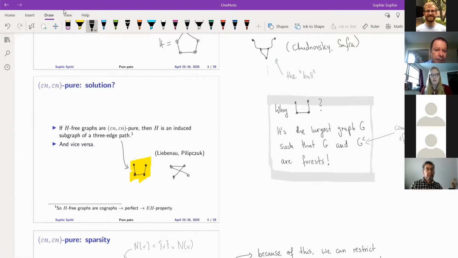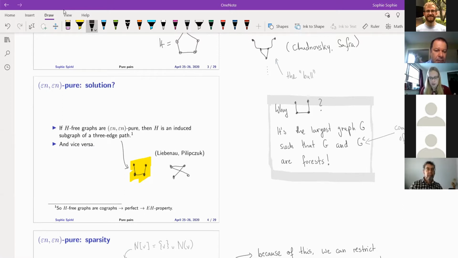So in some sense, this is where I could stop and say, clearly pure pairs are not the way to attack Erdős–Hajnal. If we wanted to prove the full conjecture using this strategy, this tells us we can't. And in fact, the only case we can prove with this strategy, we can prove much more easily without it. But this restriction due to Liebenau and Pilipczuk is saying we need to exclude a forest and the complement of a forest. So maybe we can make some progress here.